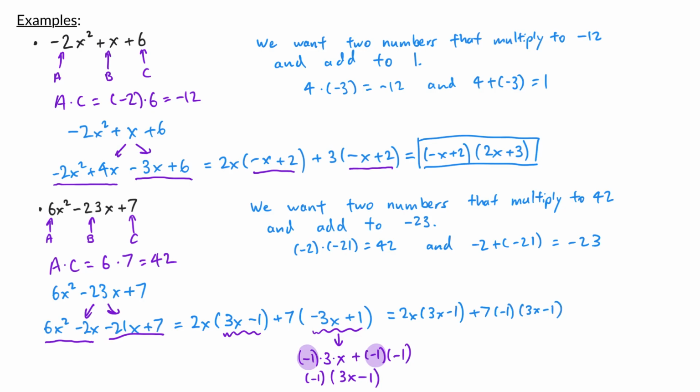Now our two groups have a common factor of 3x minus 1. So we can use the distributive property and rewrite this as 3x minus 1 times 2x that's left from our first group, and 7 times negative 1, or negative 7, in our second group. So we see here that 6x squared minus 23x plus 7 factors as 3x minus 1 times 2x minus 7.